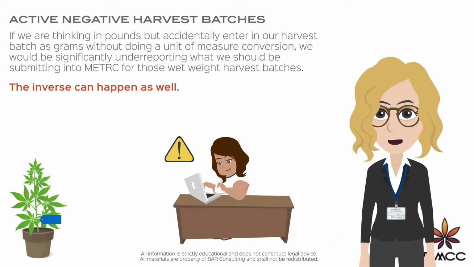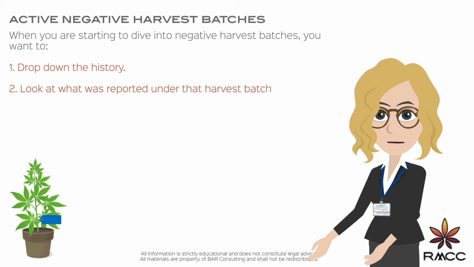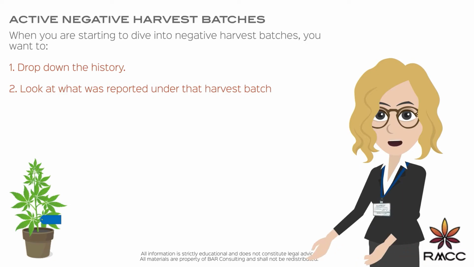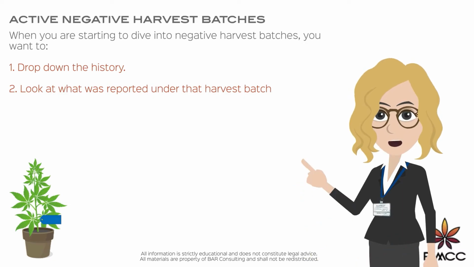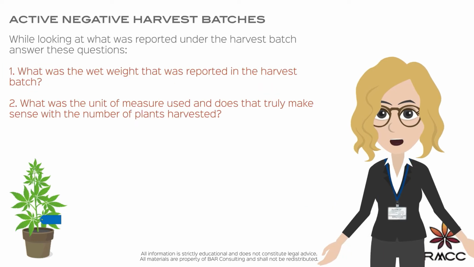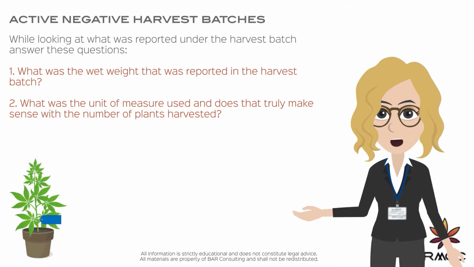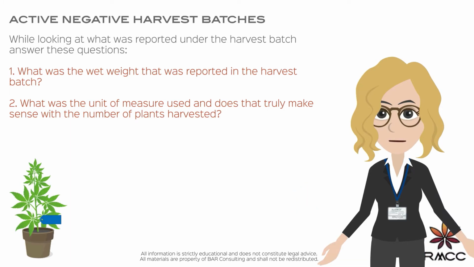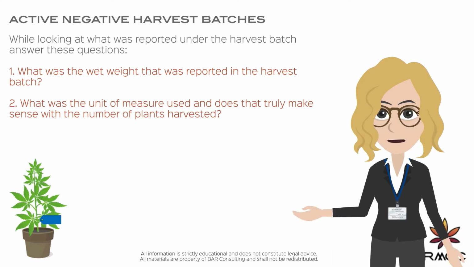So when you're starting to dive into your negative harvest batches, what you want to do is drop down the history, and we're going to start taking a look at what was reported under that harvest batch. And the first place we want to start is looking at what was that wet weight that was reported in the harvest batch and what was that unit of measure, and does that truly make sense on the number of plants that were harvested.